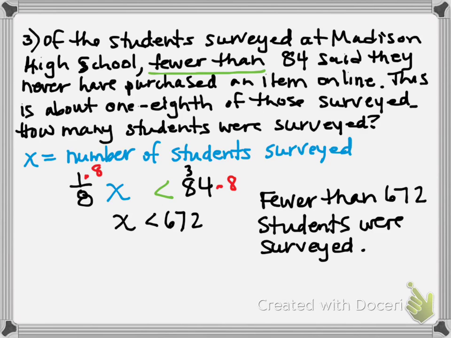Okay? Yes, Jake. Did it say it was about 1/8, so should we include "about" somewhere in there? Well, part of the "about" is also regarding the 84, because it said fewer than 84. So 84 is not exactly the same as 1/8. So that's why we can get away with writing it the way that we did it.